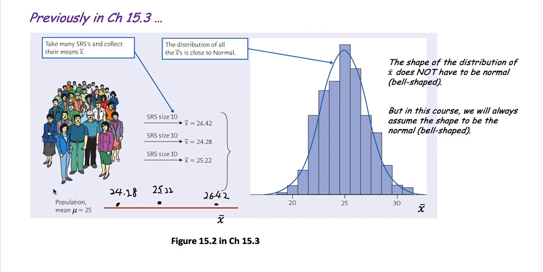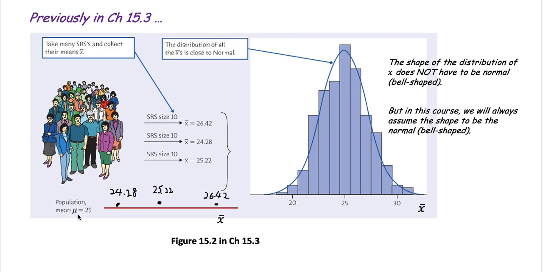This is a diagram, figure 15.2 in chapter 15.3. So this diagram summarizes the main ideas in chapter 15.3. So we have a large population.